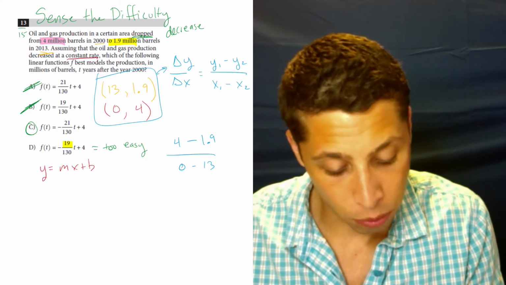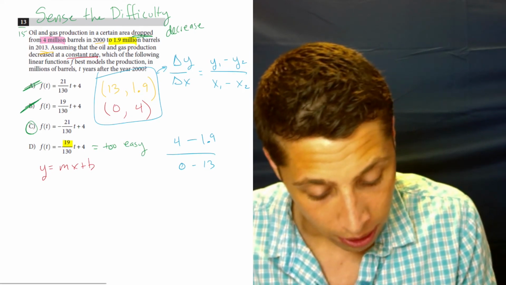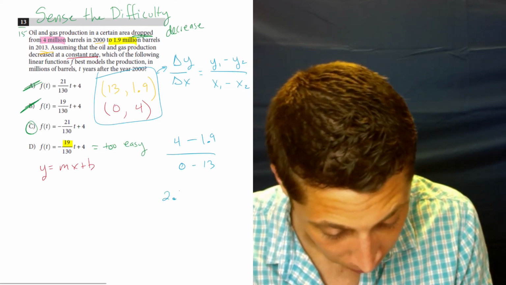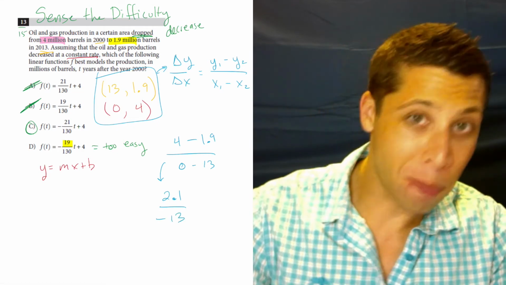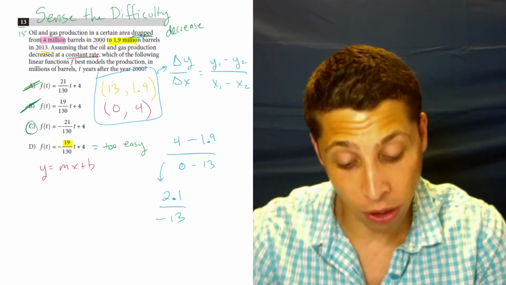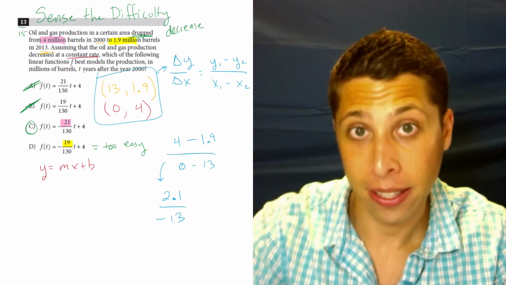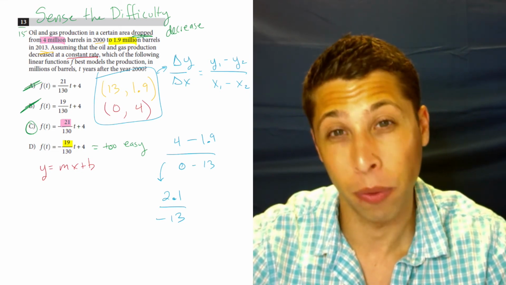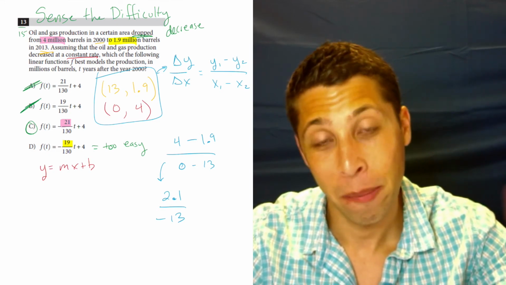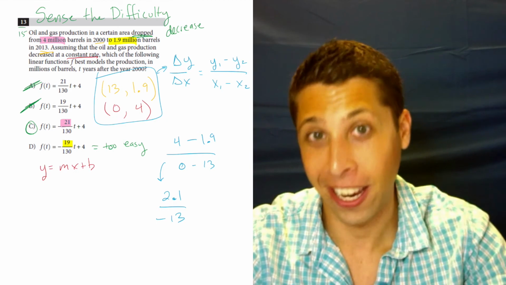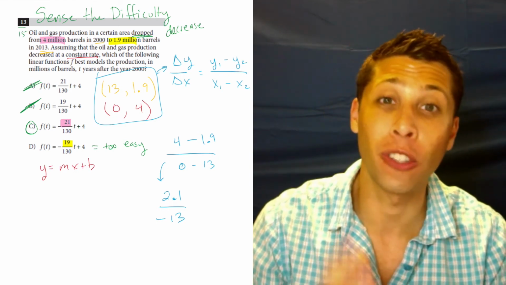Okay, so 4 minus 1.9 is basically 4 minus 2 with a little extra. So that's going to be 2.1 over negative 13. So it's still not perfect, but we're certainly closer to understanding why the correct answer would have a 21 instead of a 19. And it has to do with the fact that we're really concerned about the change, not the point where it ends, but the difference between the start and the end, right? What happens in that moment? That's what a slope actually captures. It's a measure of change.